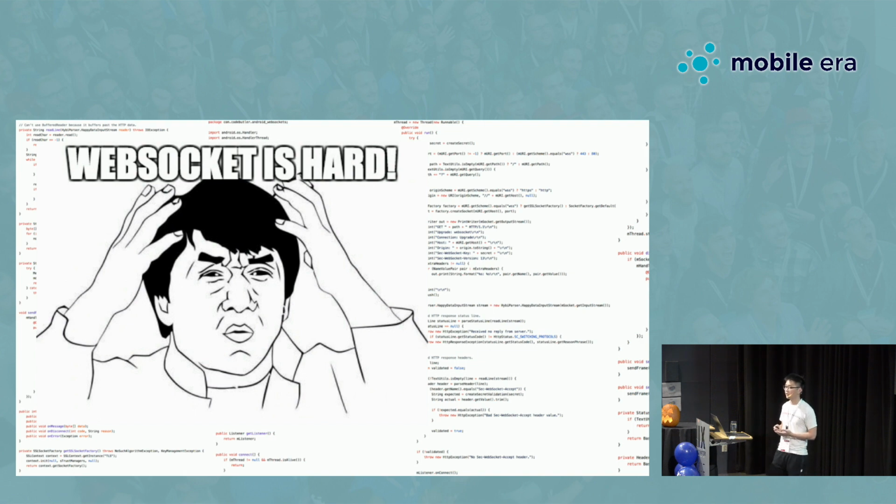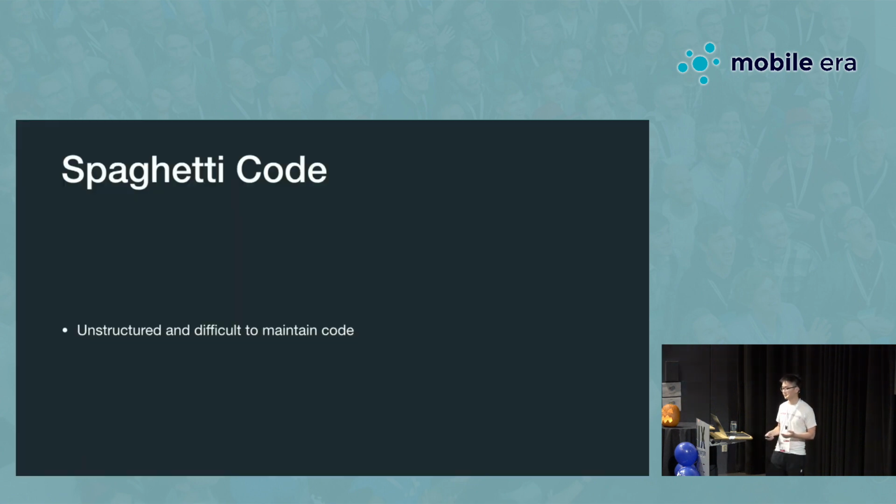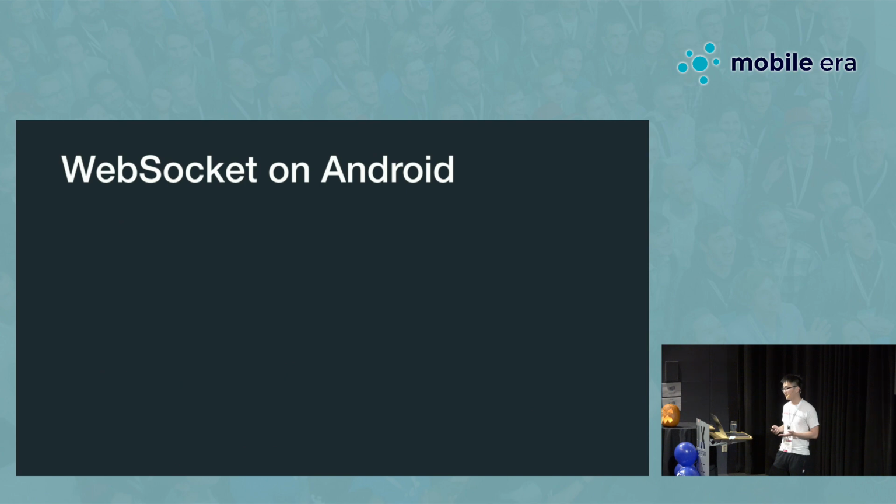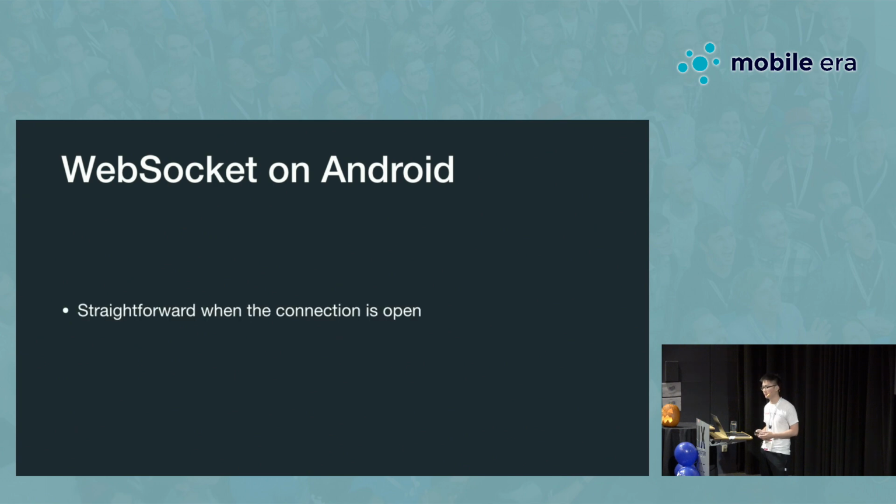But even if you are joining a project where WebSocket is already set up and boilerplate code is already written for you, you still need to deal with spaghetti code. Spaghetti code refers to unstructured and difficult to maintain source code, and it's unmaintainable. And what makes WebSocket on Android prone to spaghetti code? It's because state management is complicated and we need to deal with a lot of asynchronous events.